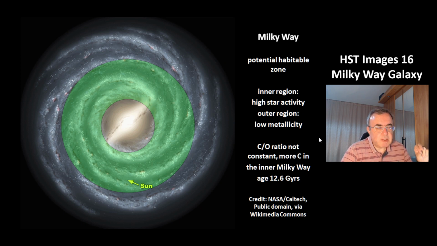And what's very interesting is that the ratio of carbon to oxygen is not constant within the Milky Way. There's more carbon in the inner Milky Way regions. So there could be carbon-rich planets in the inner Milky Way.